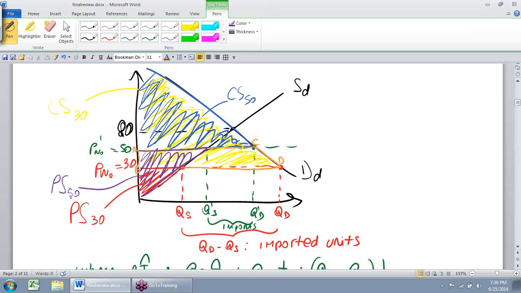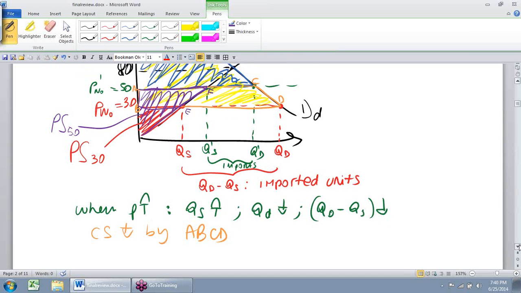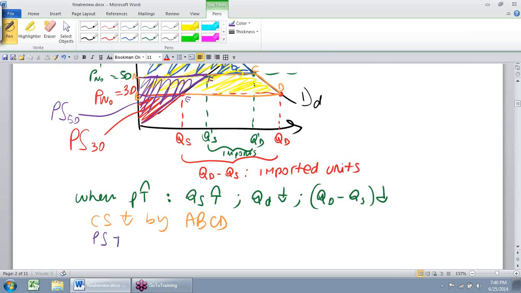So basically, as you can see, the producer surplus has now increased by a little. That is the area AB. Let's call this point E, this point F. So the producer surplus has increased by the area A, B, E, F. That is this area here. So producer surplus has increased by area A, B, E, F.